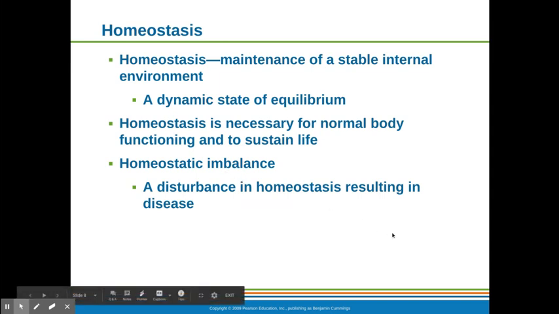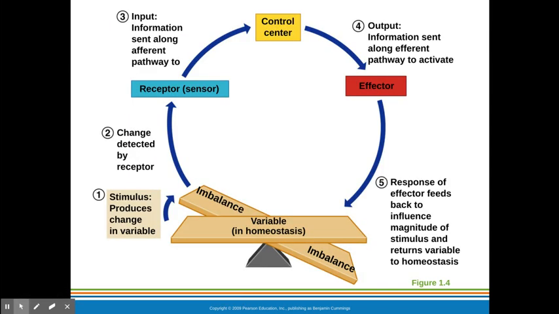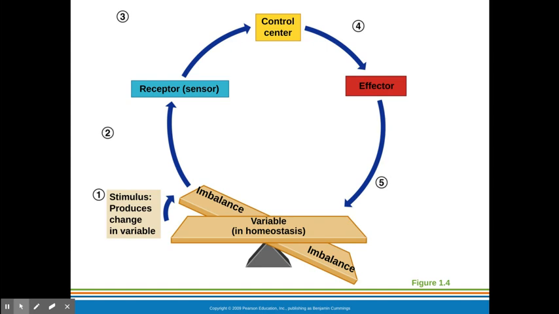So a disturbance in homeostasis results in disease. Now, disease just means a movement away from homeostatic balance. So Figure 1.4 outlines this. We're going to go through it step by step. So we have this stimulus. This is anything that produces a change in a variable.